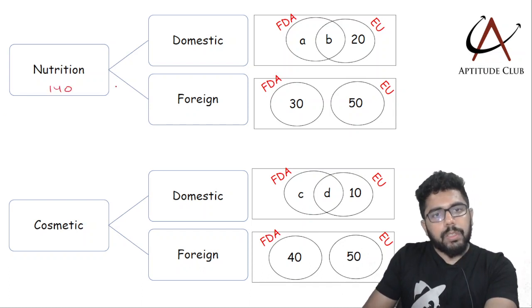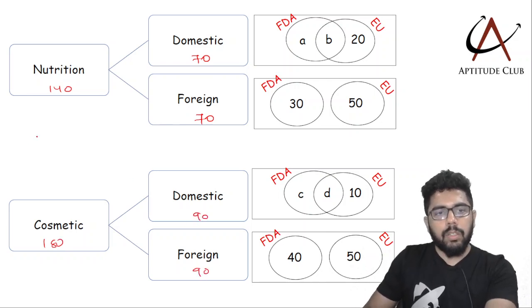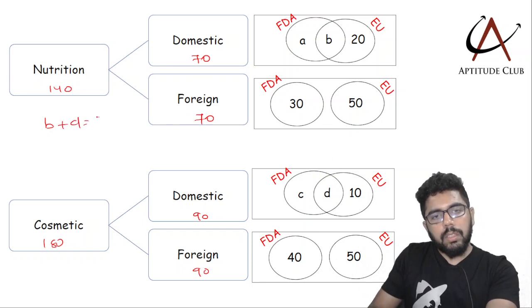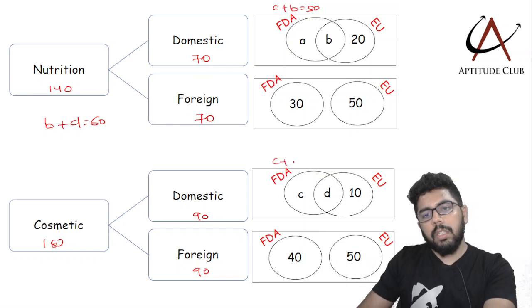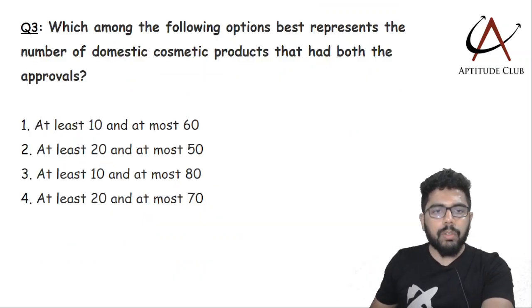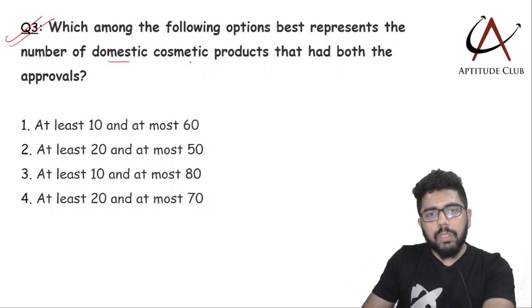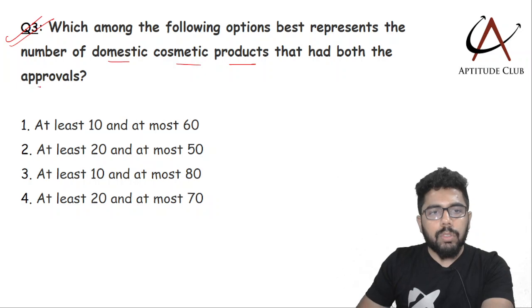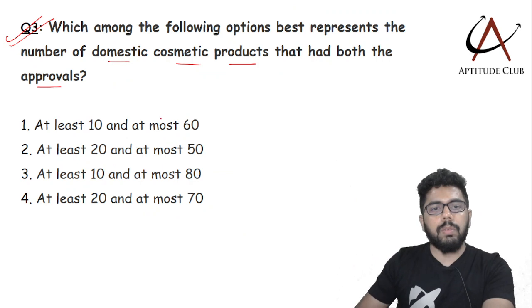Going forward to the third question, the 70-70. So B plus D is like 60, A plus B is 50, and C plus D is 80. Now if you look at this, which amongst the following options best represents the number of domestic cosmetic products that had both the approvals? Domestic cosmetic products having both the approval means D. The question talks about D.